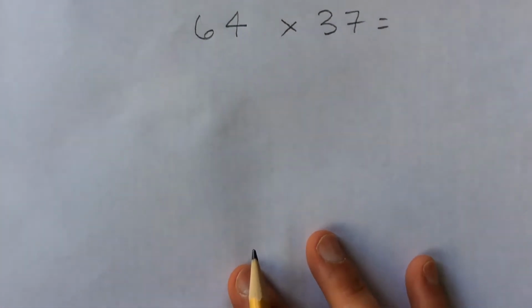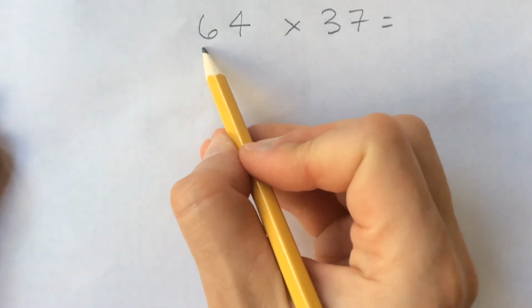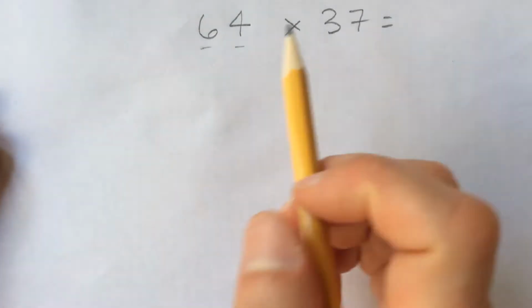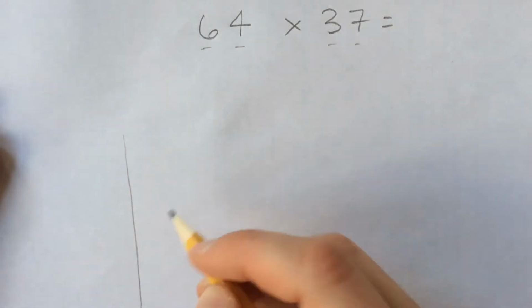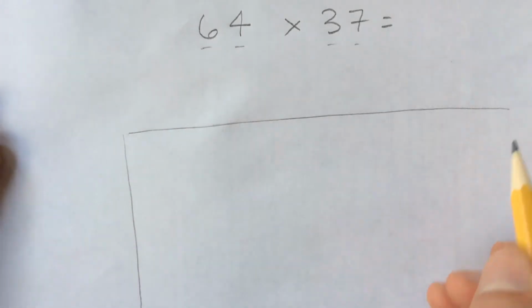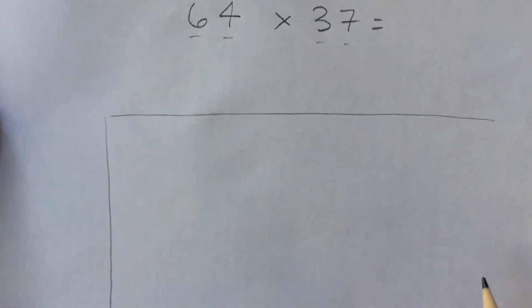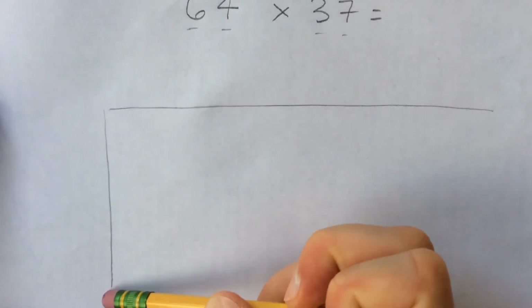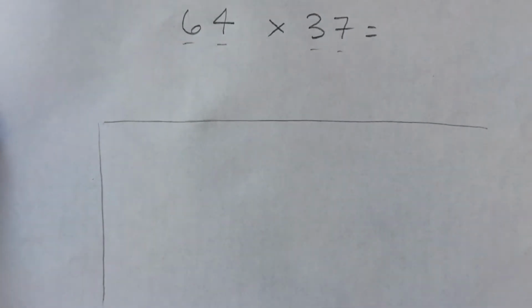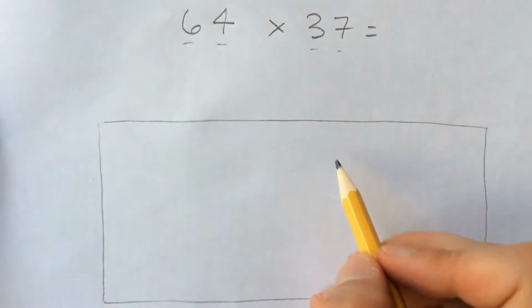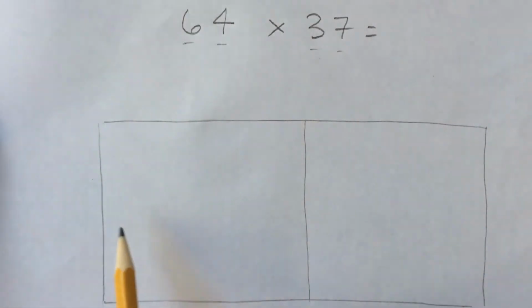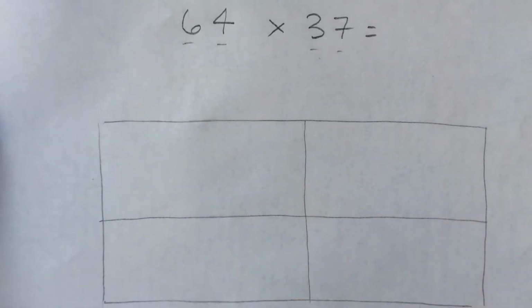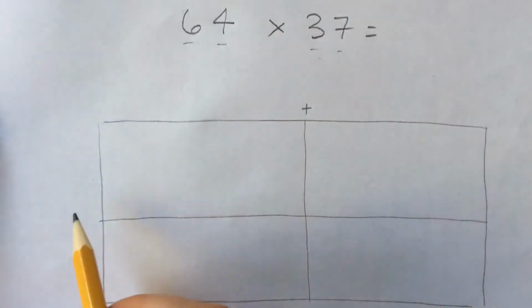And I would like you to draw, well, notice here first that we have 2 digits in 64 and 2 digits in 37. So when you draw your area model here, I'm going to make sure it can fit nicely in the screen there. When you draw your area model, you know there are 2 digits, so you're going to have 2 boxes for the 2 digits, and there are another 2 digits, so you're going to have another 2 boxes going this way. And we're going to put the plus sign here.